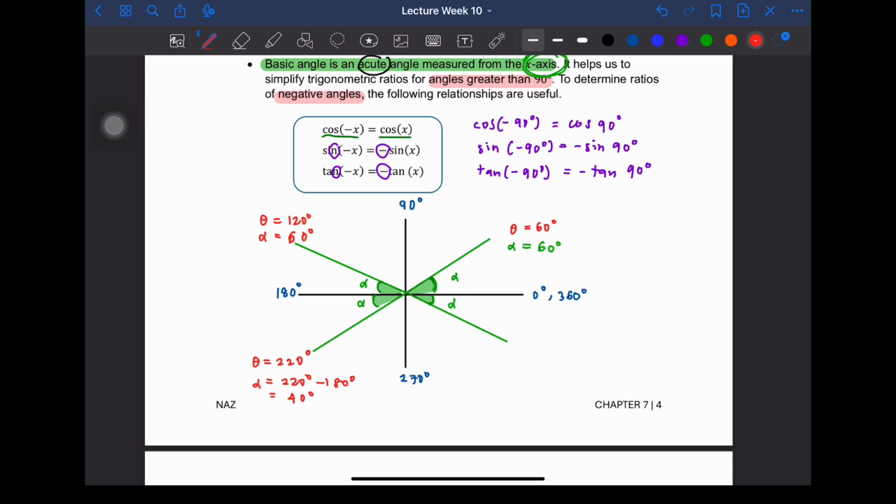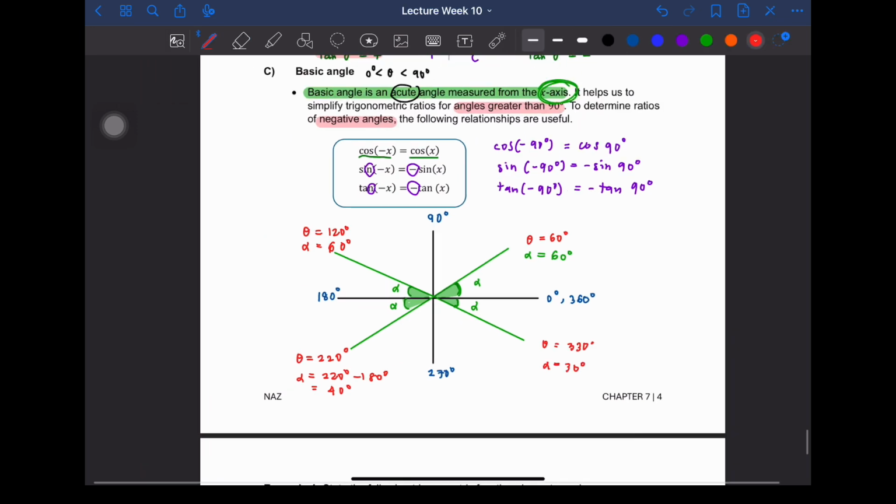Okay, so our alpha is just 220 degree minus 180 degree, so we will have 40 degree. Okay, and then lastly, if let's say we have theta is equal to 330 degree. Okay, so 330 degree. So from here going to here we have is 330 degree, which means that baki dekat sini akan jadi 30 degree. So our alpha is equal to 30 degree.